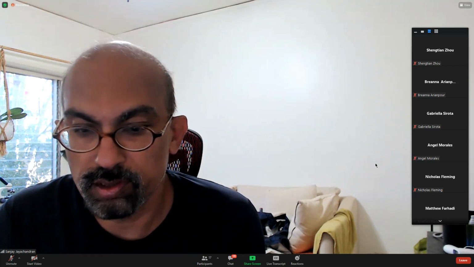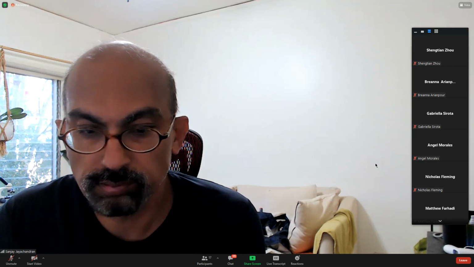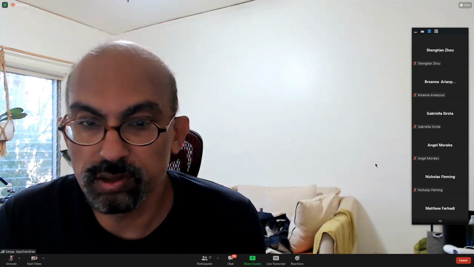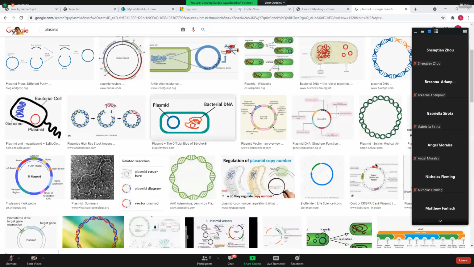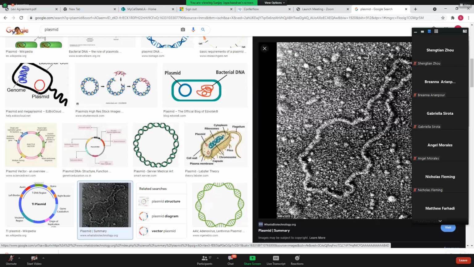Let me show you a picture of it. If you just Google image a plasmid, you can see a small circular DNA. So here's the main bacterial DNA, here's the plasmid. It's actually a lot smaller than this. This is what it actually looks like, circular DNA under an electron micrograph. Okay, we're going to use it for our purposes.